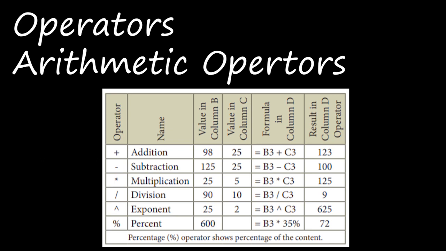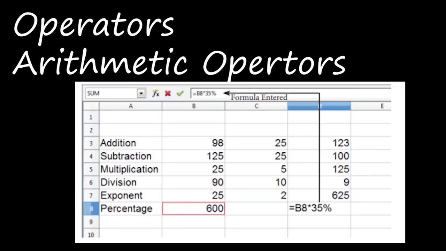Next one is percentage. Percentage means finding the percentage. Here the value 600 is given. This percentage operator will show the percentage of the content. Here we have to give B3, that is 600, into how much percentage? 35 percent of 600 means B3 into 35 percent, and the value will be 210. These are the arithmetic operations. They have also given examples here. If you see the percentage operator diagram, you will get a clear idea.